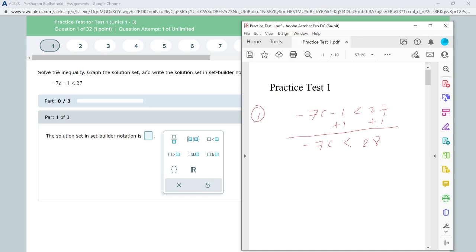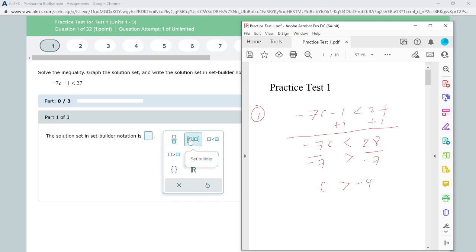There is a -7, so we need to divide both sides by -7, but keep in mind, when you divide or multiply by a negative number, you just have to flip this inequality sign. After that, this -7 and this -7 will cancel out. It will give you c is greater than, if you divide 28 by -7, -4. So the answer is anything greater than -4.